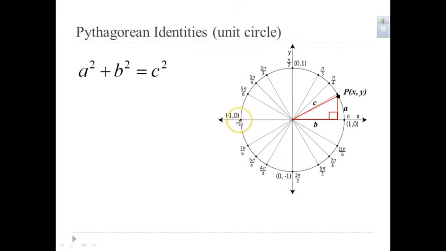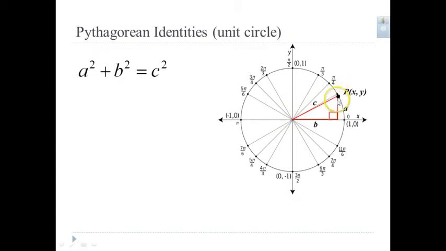We also have what are called Pythagorean identities. So if we go back to the idea of our unit circle, we know that we have a squared plus b squared is equal to c squared, the Pythagorean theorem. So leg squared plus leg squared is equal to the hypotenuse squared. If we're looking at the unit circle then, we know that c, which is the hypotenuse, is also the radius of the circle, which is equal to 1.